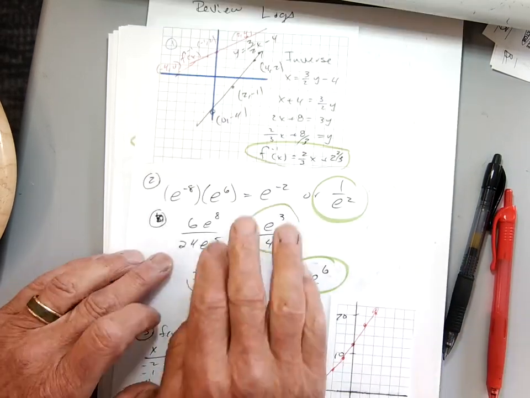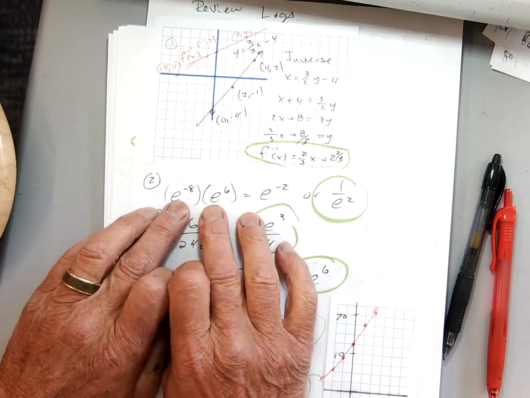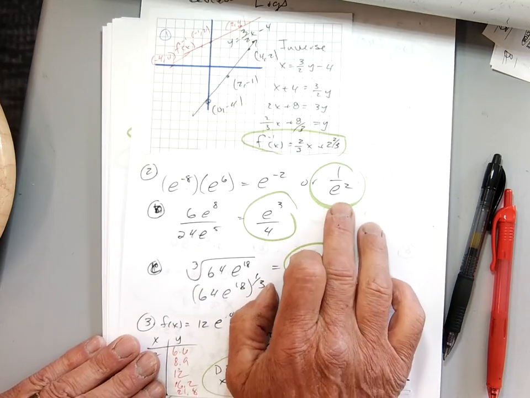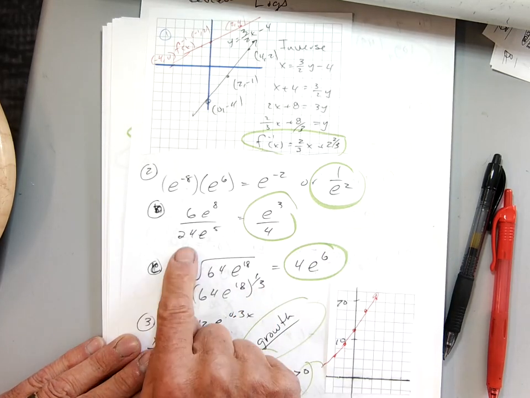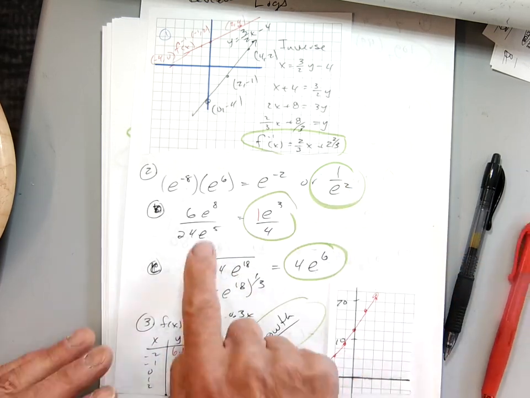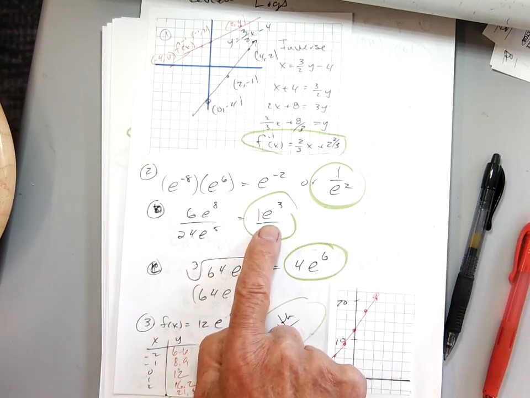Okay, 2 is really easy. Just add x minus e is like x, it's just like x. I got e to the -2, which is an okay answer, or 1 over e squared. B, I just reduced 6/24 into 1/4. Subtracted exponents, got e to the 3rd.